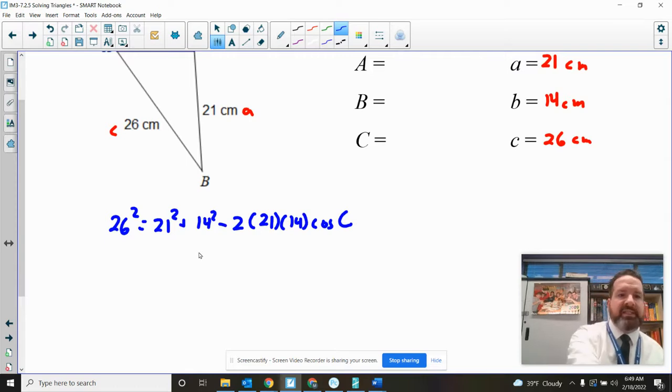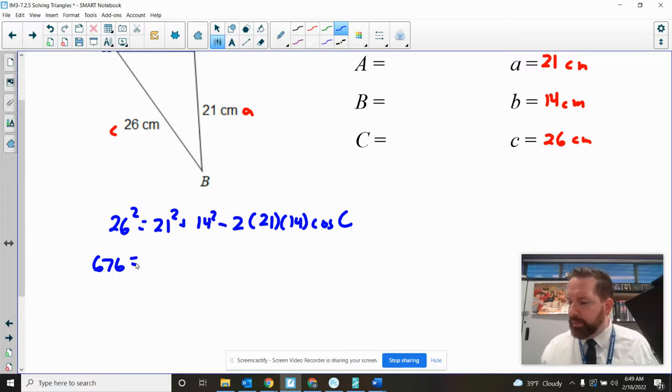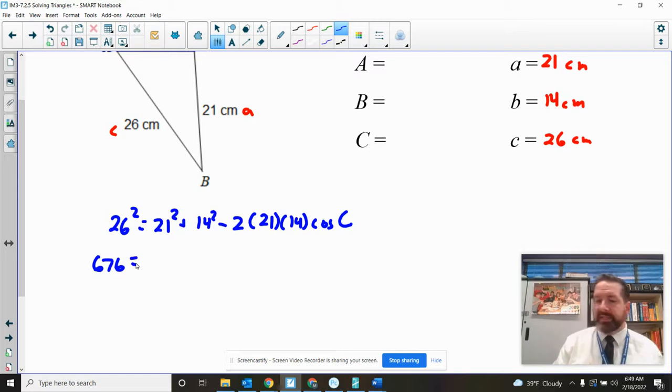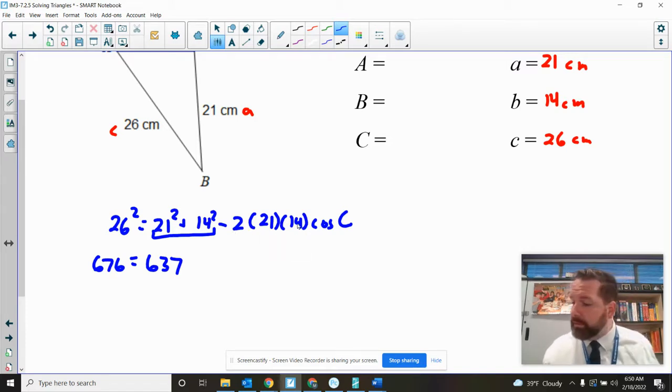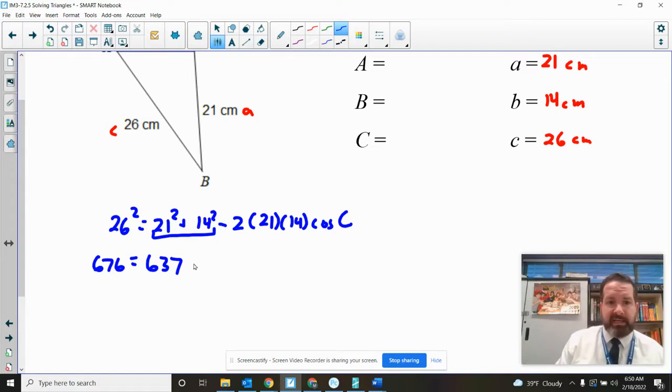So what do we have here? 676 equals 21 squared plus 14 squared, 637. So these I can put together. They become 637. And then this I can multiply together. 2 times 21 times 14 is 588.